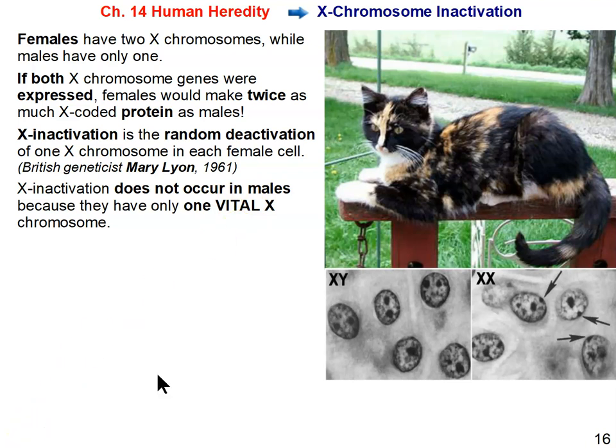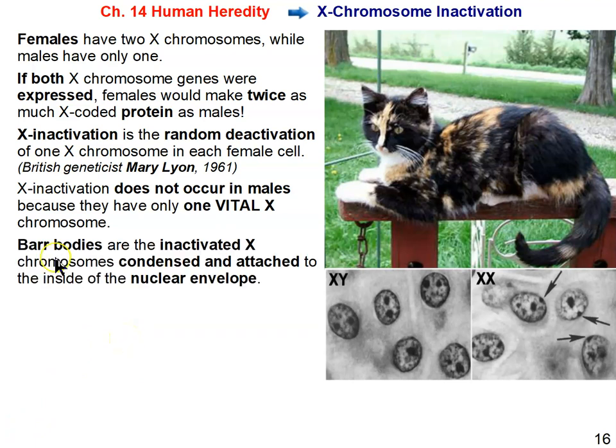So the visible result of X inactivation are these things that we call bar bodies. Bar bodies are the inactivated X chromosome in females that condenses and attaches itself to the inside of the nuclear envelope. And that's what we're looking at in these images. So that's a male, that's a female. These are cells from a male, cells from a female.